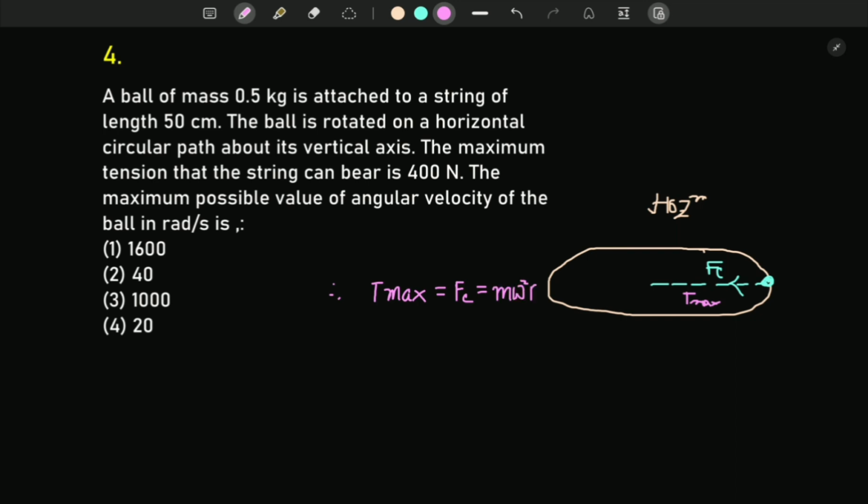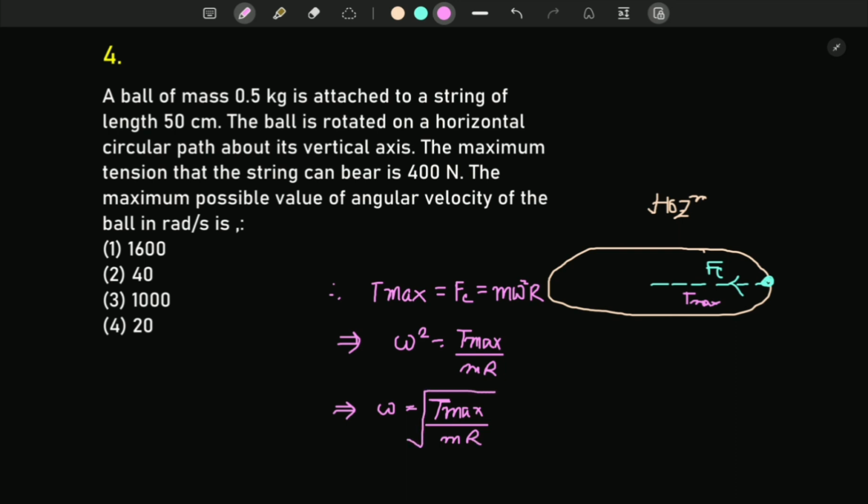From here I can say that omega square equals T max divided by mr. So ultimately I will get omega, the angular velocity, equals under root of T max by mr.